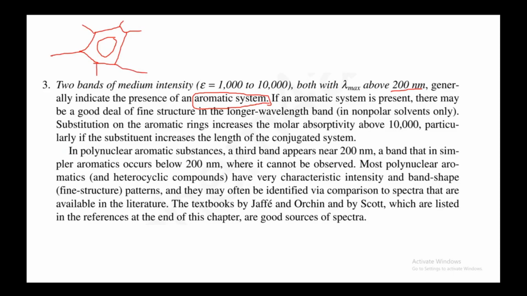If it is a polynuclear aromatic substance, a third band appears near 200, so like two benzene rings, three benzenes, that's called polynuclear. A third band near 200 nanometer, a band that in simpler aromatics occurs below 200 nanometer, where it cannot be observed. Most polynuclear aromatics and heterocyclic compounds have very characteristic intensity, band shape, and fine structure patterns, and they may often be identified via comparison to spectra that are available in the literature. The textbooks by Jaffe and Orchin and by Scott, which are listed in the references at the end of this chapter, are good sources of spectra.